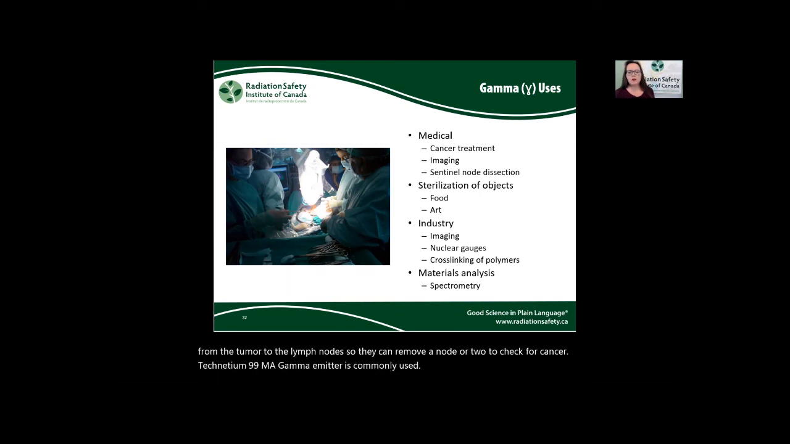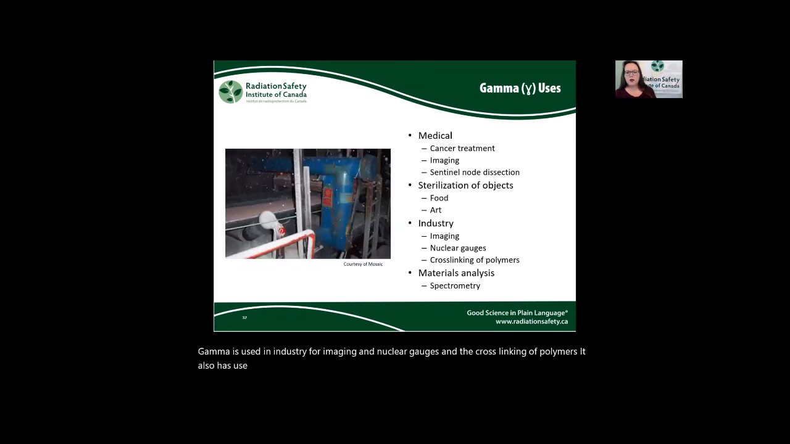It is also used for the sterilization of food or other perishable items which might have living things deeper than the surface, like art or antiques. Gamma is used in industry for imaging, in nuclear gauges, and the cross-linking of polymers. It also has use in materials analysis, for example, spectrometry.